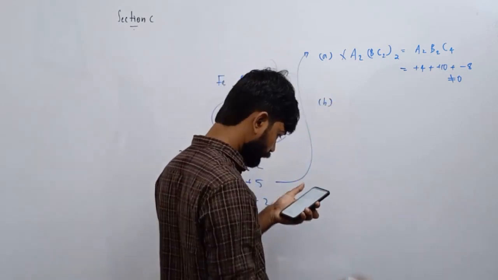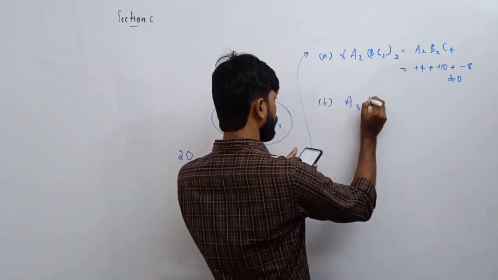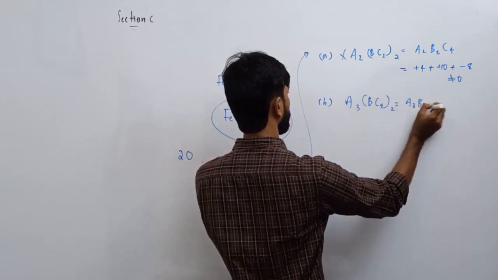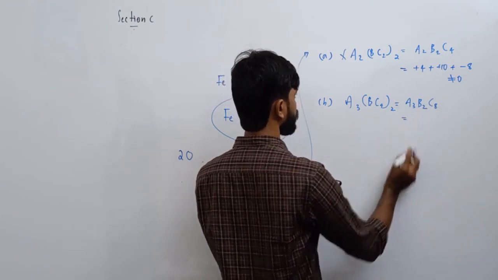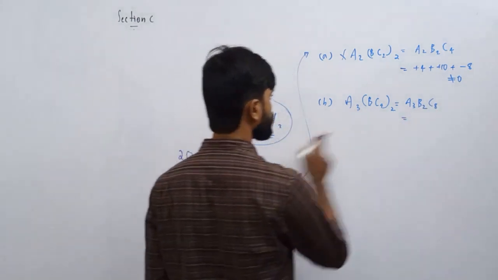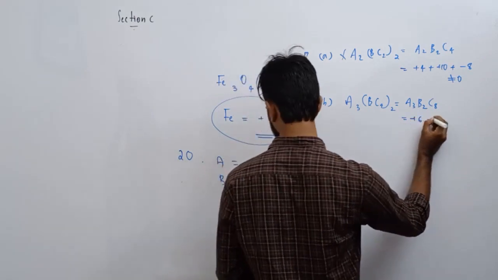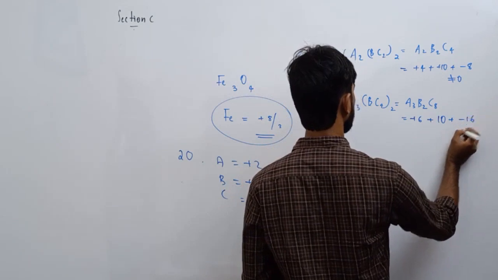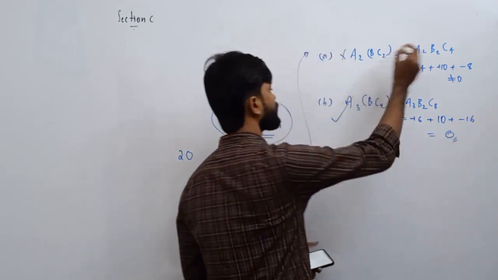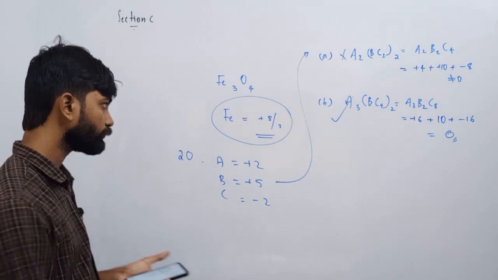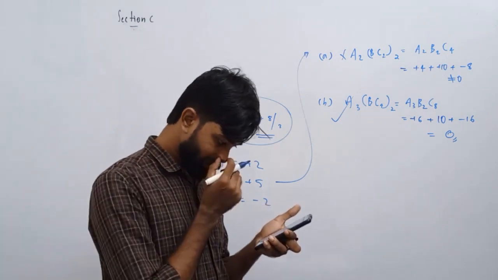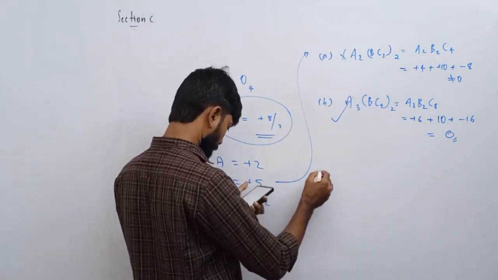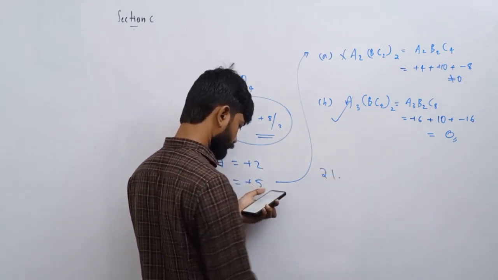Next, B. A3BC4 twice, which means A3B2C8. If I substitute all this: plus 2 into 3, plus 6. Plus 5 into 2, plus 10. 8 into minus 2, minus 16. So this one will be 0. So this is the formula. So no need of considering the others. Is it okay? Ready.